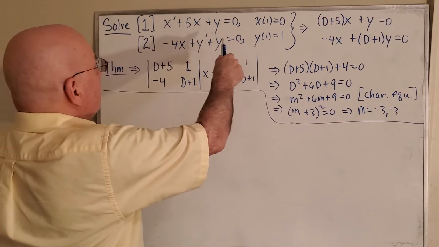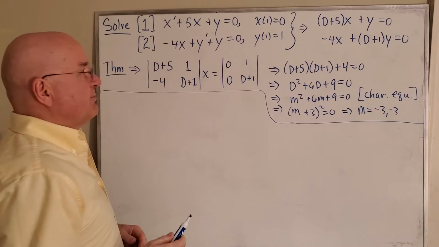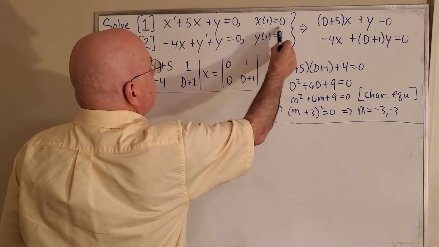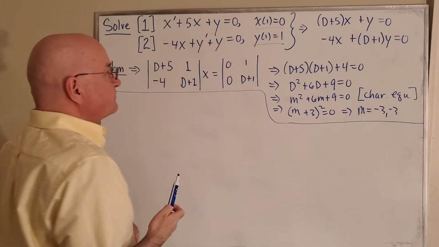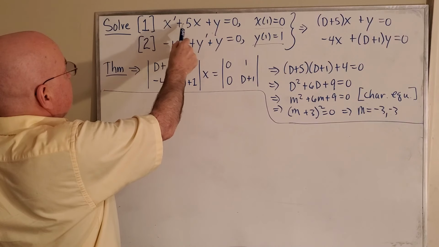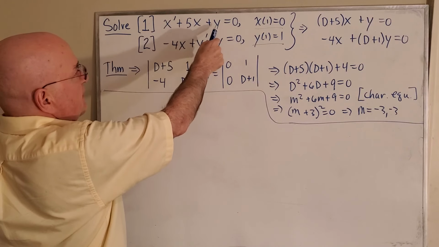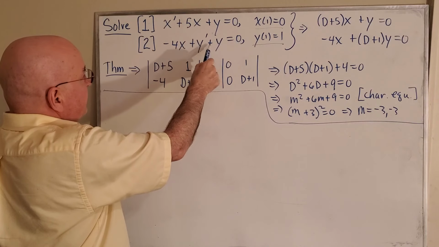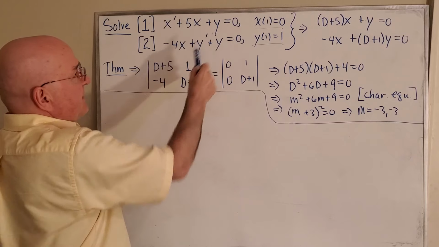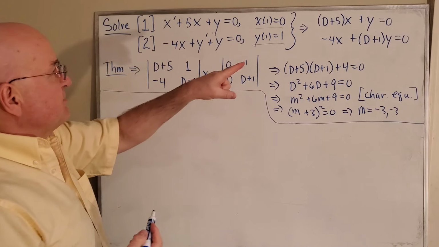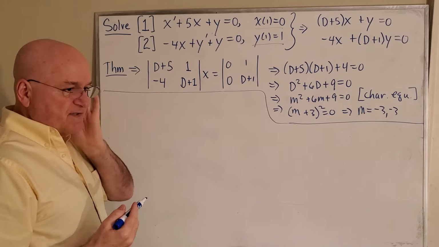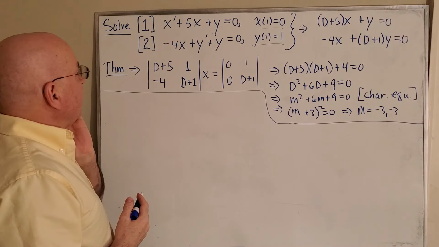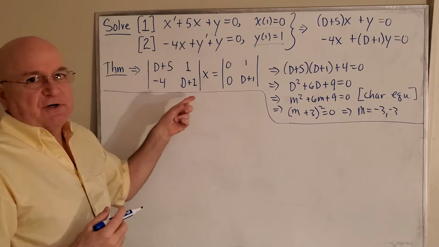So you can see that we go from this to using the differential operator notation. We'll just remember that these are the initial values. But you get (D plus 5) times x plus y equals 0, negative 4x, and then (D plus 1) applied to y gives you 0. And that's where we can use the previous theorem, the elimination method theorem. And we're only going to do it for x.